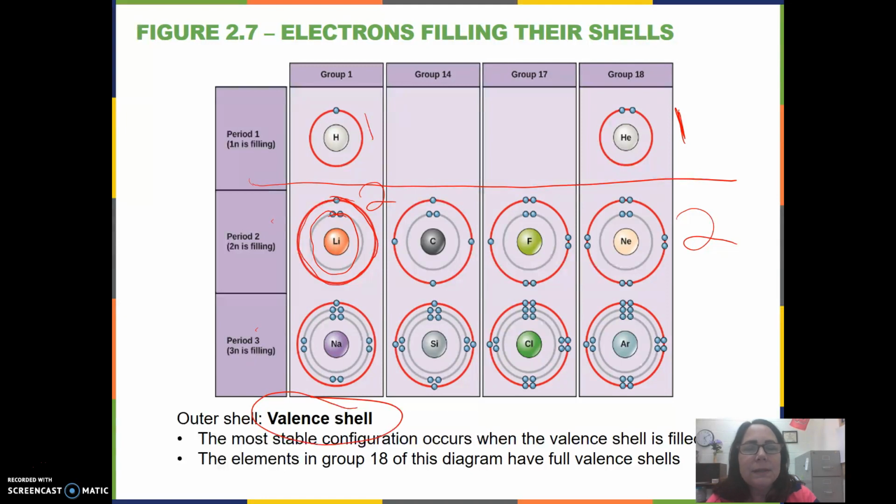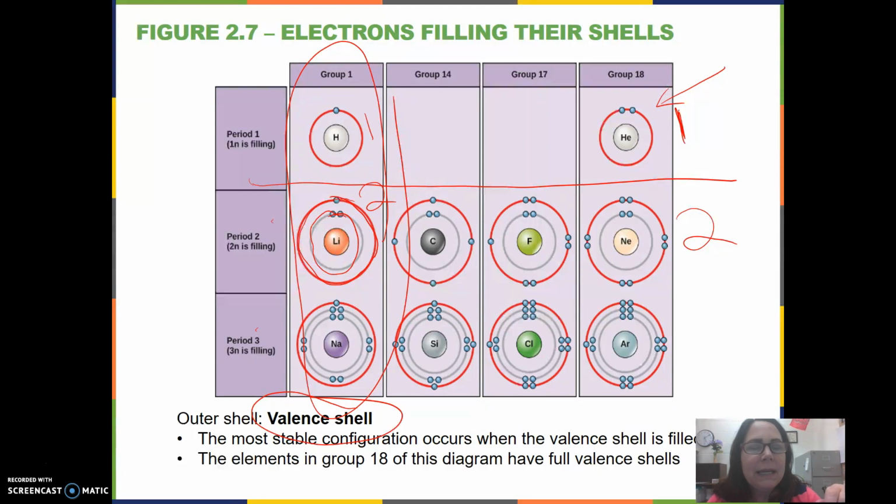The groups also give you information. In this whole entire column, group 1 are all atoms that contain 1 electron in their valence shell. Group 14 contain 4 electrons in their valence shell. Group 17 contains 7, and group 18 contain 8 electrons in their valence shell, all except for the atoms in period 1, which don't have enough electrons to fill up their second valence shell.